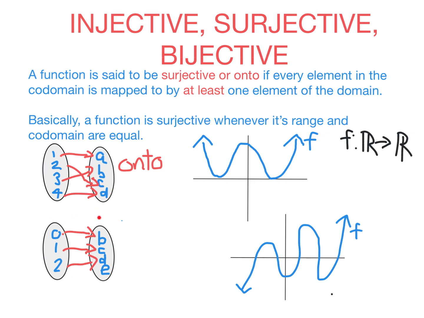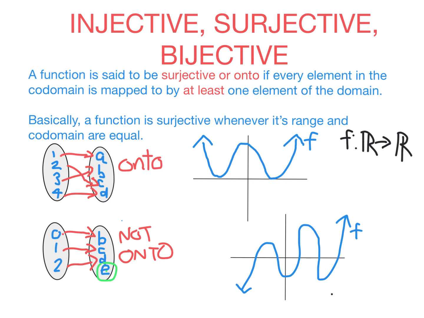On the other hand, if I look at this function here, it's clearly a function, but it is not onto. It is not surjective. The reason is we have an element that's lonely. E is not mapped to by any element from the domain. You only need one such element to conclude the function is not onto.